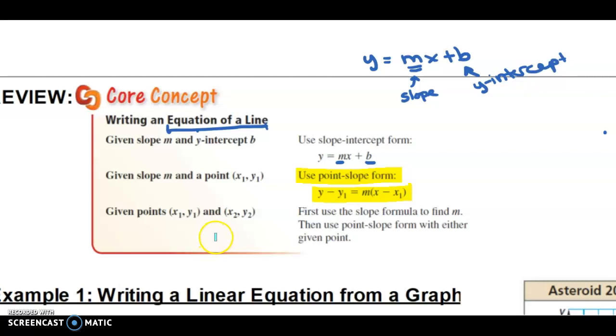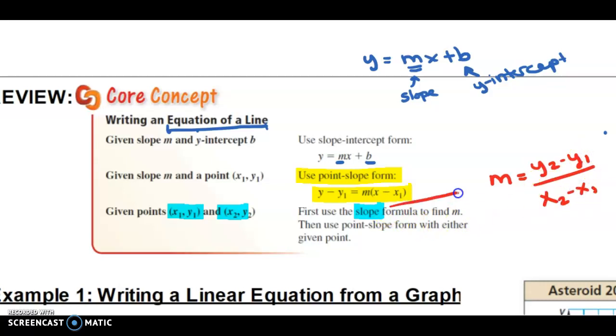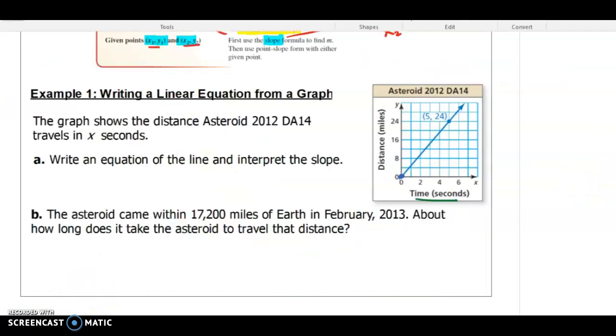Now say we don't have the slope, but we have 2 points. First we would find the slope. Remember the slope formula is y2 minus y1 over x2 minus x1. So that's how you'd find the slope given these 2 points. You have enough information with these 2 points to find the slope, and then we'd go back up to here and use point-slope form. So those are the few different options we have to write an equation.